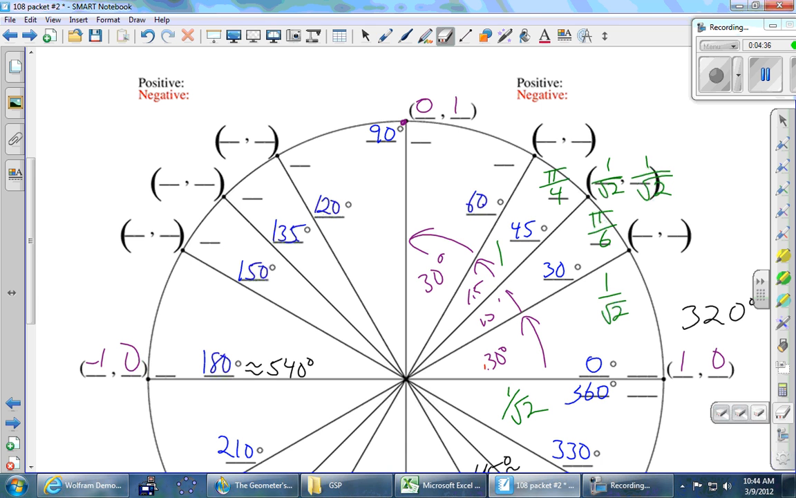So for example, if I go to the 135 line, that's the one in the middle over here, and I wanted to know the x coordinate, which is this number down here. So how long is that? It's negative 1 over root 2, isn't it? It's the same distance as it was over here, same distance, but it's negative. We're going left. So the x-coordinate here must be negative 1 over root 2. And then the y-coordinate, which is this length, is positive because it's up. So that's 1 over root 2.